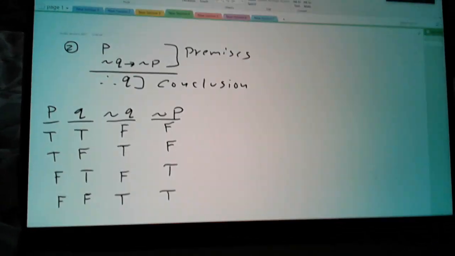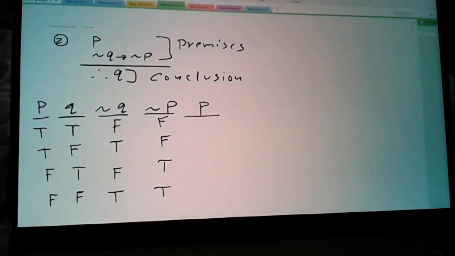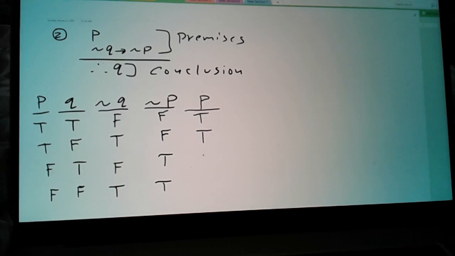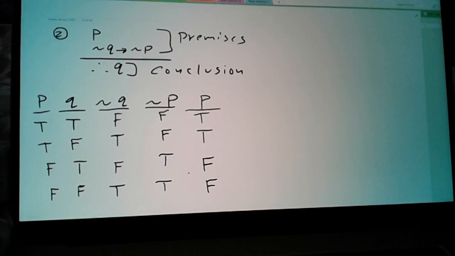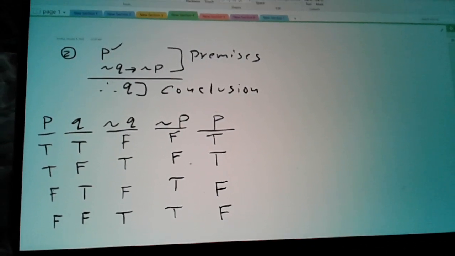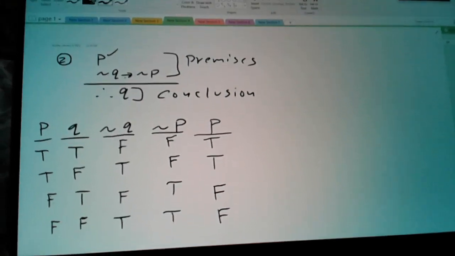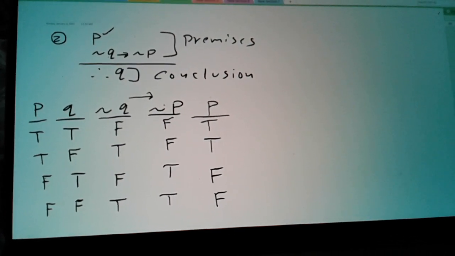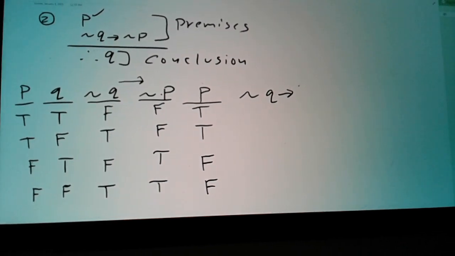Okay, so let's write down the P column again just to make it a little bit easier. So P is just P. I'm just going to write it again just so everything is close to each other. I'm just duplicating this column, basically. That's my first premise. Okay, what's my second premise? So I have P, right? True, true, false, false. So here I have to do this one. Not Q implies not P. I have to do the implication of that column with that column.